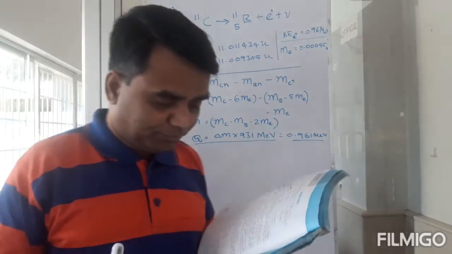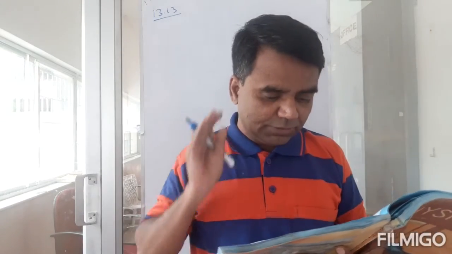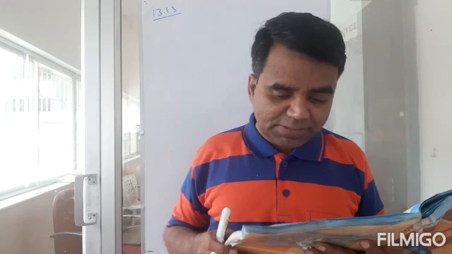Hope this is clear to you. Let's do 13.14. This is similar to 13.13 that we just did. The nucleus neon 23 decays by beta negative emission. Write down the beta decay equation and determine the maximum kinetic energy of the electrons emitted.